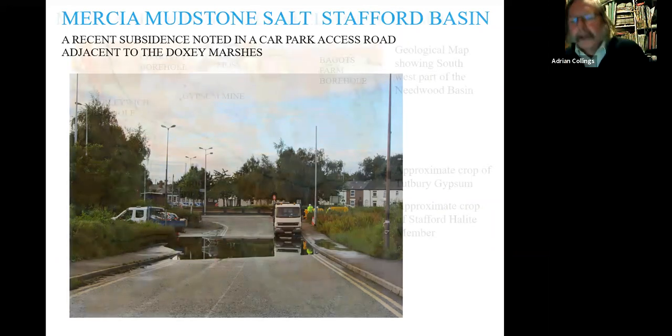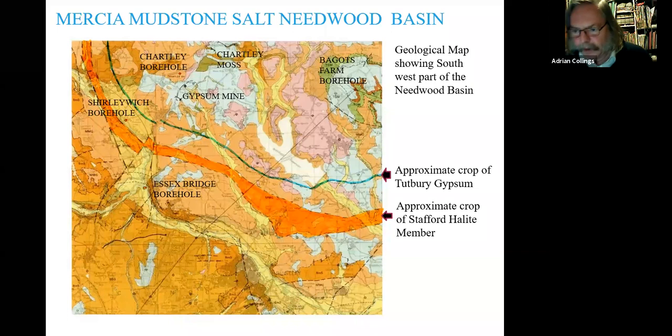So that's all I want to say about the Stafford Basin, and I wish to move on to the Needwood Basin. This is a geological map showing the southwest part of the Needwood Basin, showing the approximate crop of the Powdery Gypsum and the approximate crop of the Stafford halite member. I'd just like to point out several salient features which I'll be referring to in the next section.